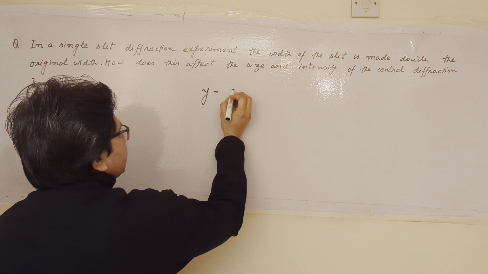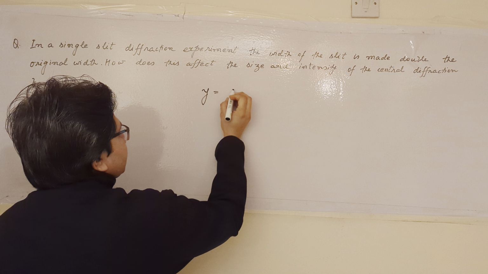Now the question is, in a single slit diffraction experiment, the width of the slit is made double the original width. How does this affect the size and intensity of the central diffraction band? So the problem is based on the topic wave optics and in particular the single slit experiment.